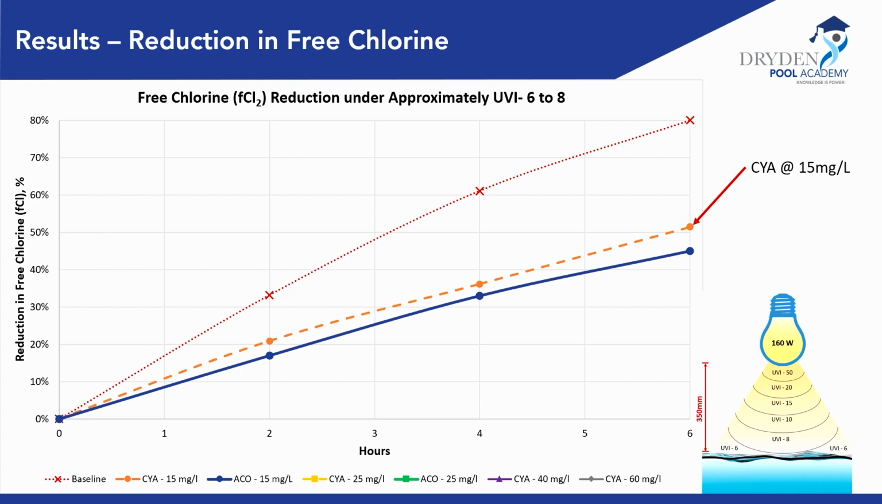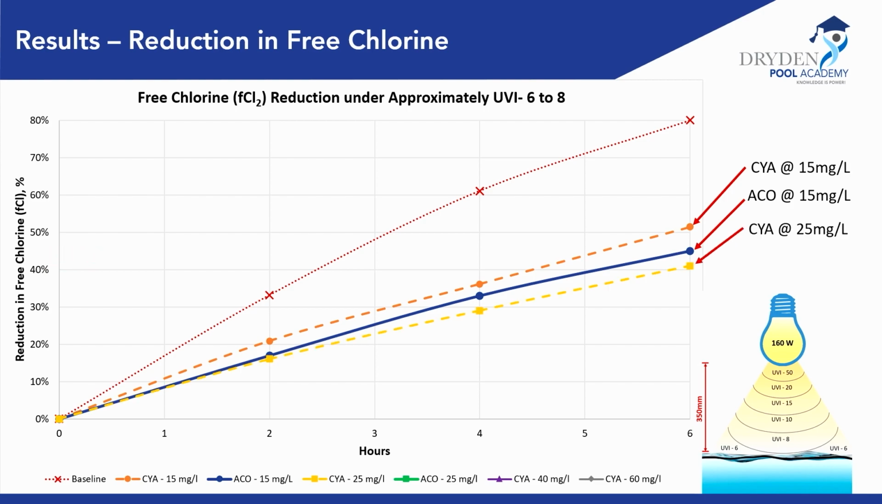Now let's look at ACO. ACO 15, yeah? Yeah. Quite similar, a bit better. Very, very comparable. And ACO performed just a little bit better. At the 3-hour mark, we were just under 30, so 35, a few percent less than the cyanuric acid, or we've got 3% more remaining free chlorine. And at the 6-hour mark, 45, again around a 5% improvement over the cyanuric acid.